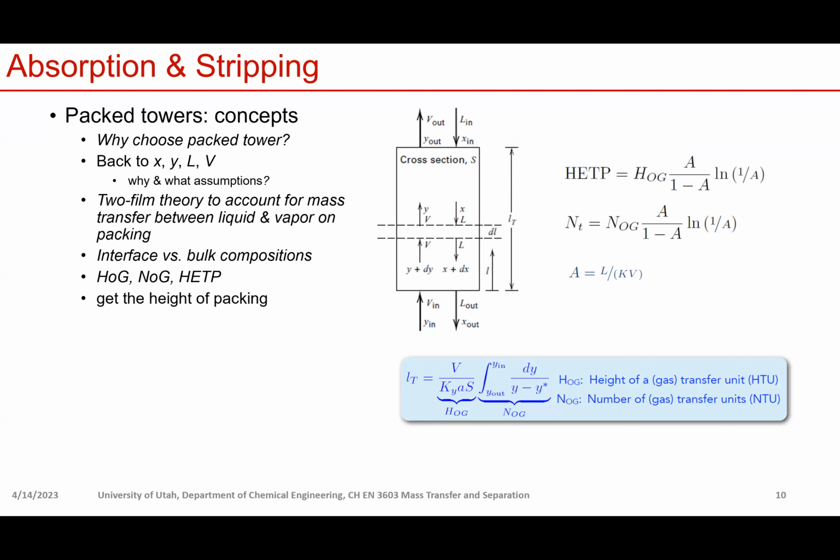This term has a unit of length. And this term is unitless, right? So physically, this just gives you a number, and that's NOG, the number of gas transfer units. And this term gives you some type of length. So that's HOG, the height of a gas transfer unit, right? So if you are given this equation, you need to understand basically when the height of a gas transfer unit, right? When you have higher vapor flow rate, small S and small K_y, then you basically have a larger height of gas transfer unit. So what does that mean?